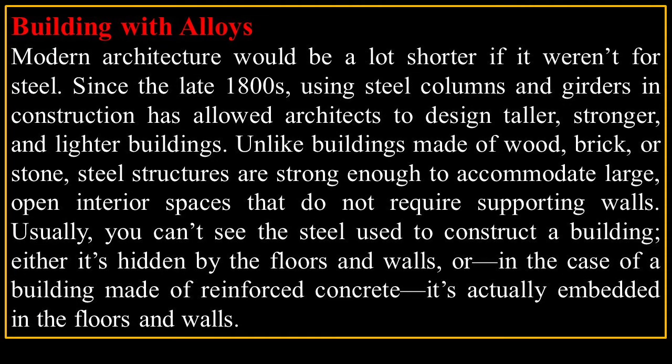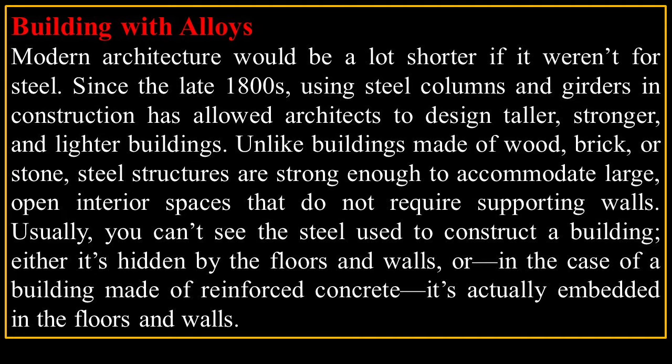Modern architecture would be a lot shorter if it weren't for steel. Since the late 1800s, using steel columns and girders in construction has allowed architects to design taller, stronger, and lighter buildings. Unlike buildings made of wood, brick, or stone, steel structures are strong enough to accommodate large, open interior spaces that do not require supporting walls.